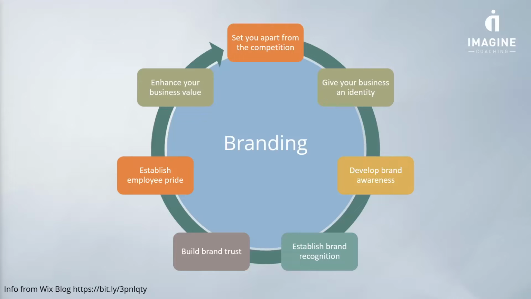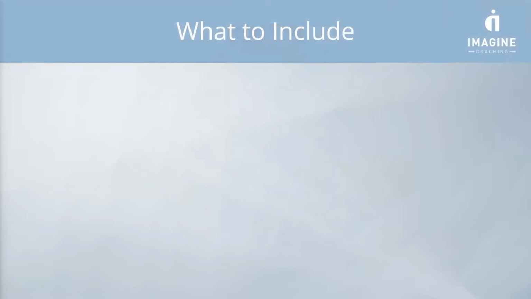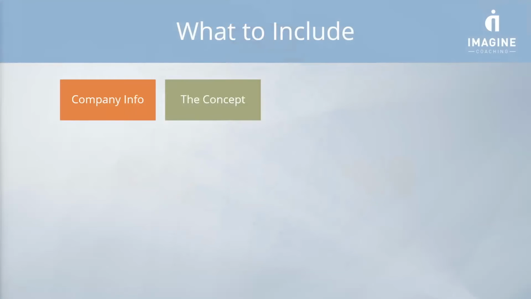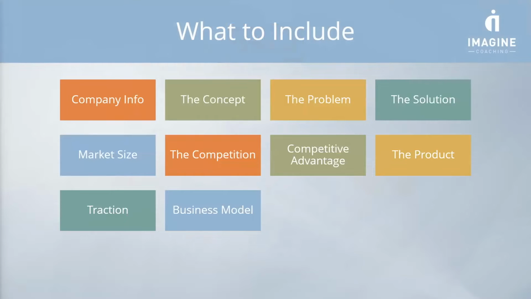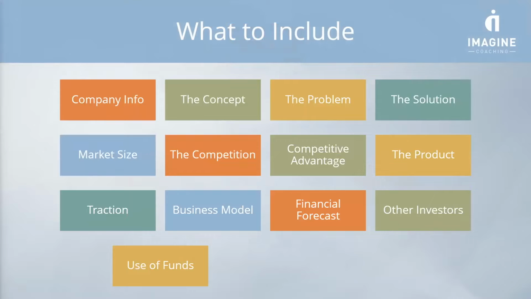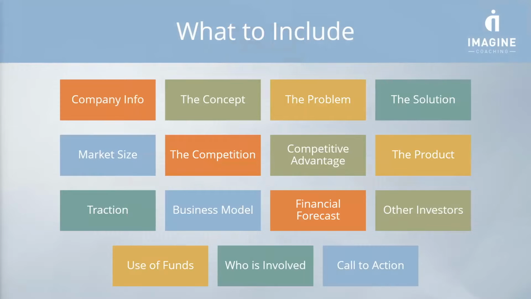So this particular slide is SmartArt, and I've modified that by adding some additional bits to change it from the standard SmartArt. So what to include? Company info, the concept, the problem, the solution, market size, competition, the competitive advantage, the product, traction, business model, financial forecast, other investors, use of funds, who's involved, and call to action.